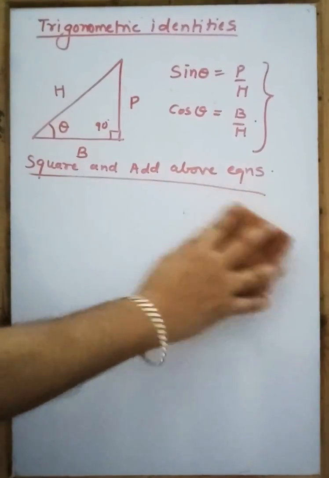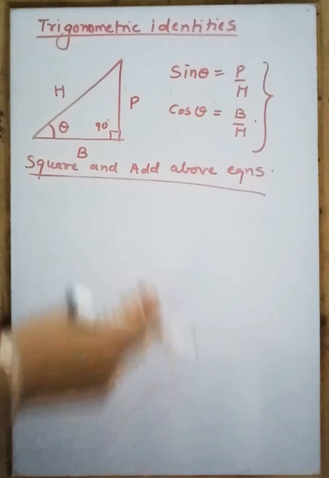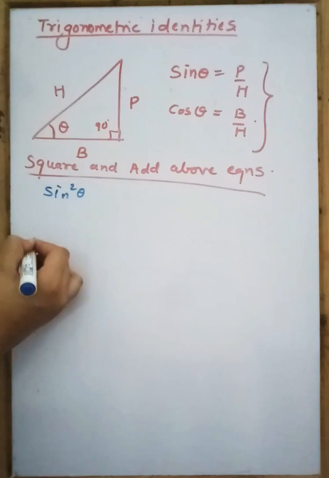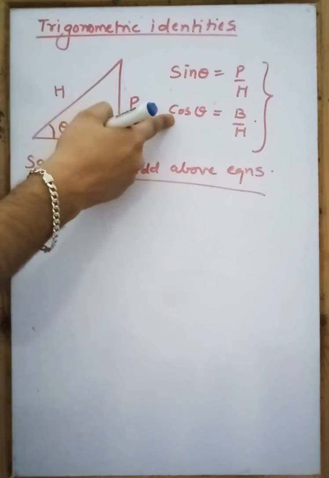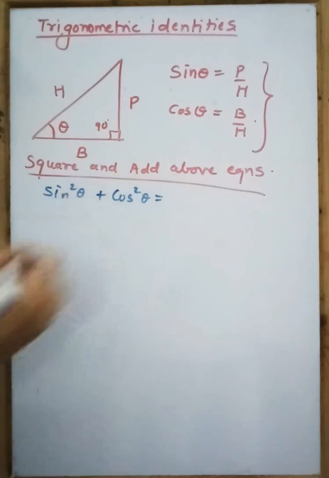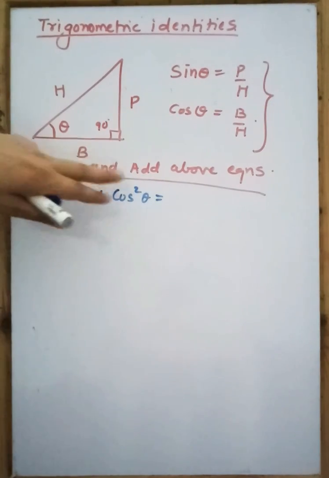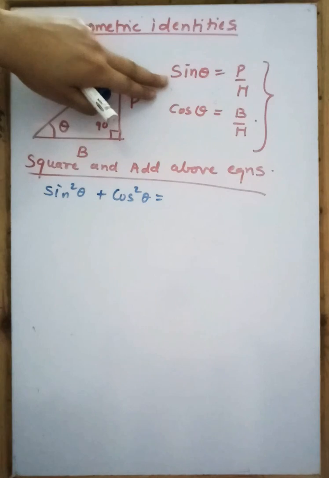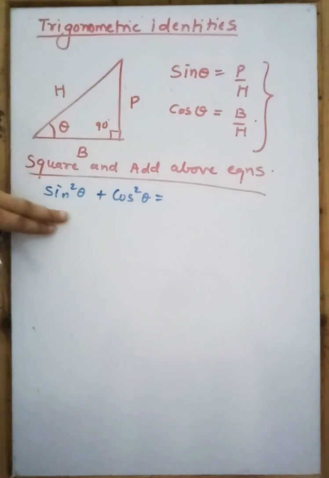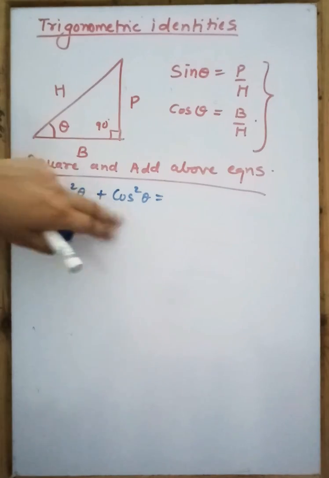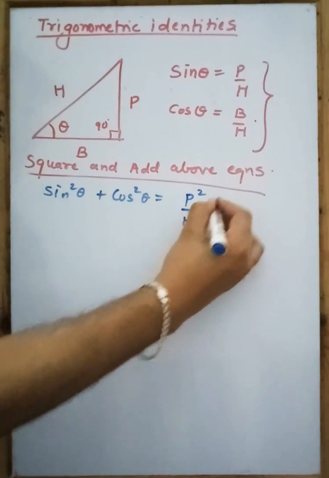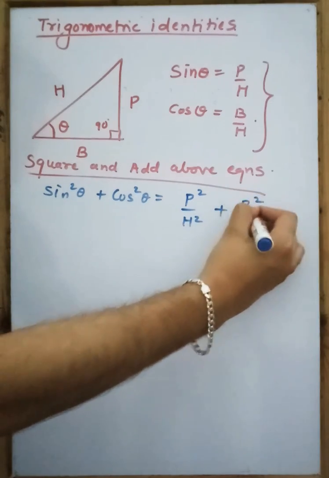So you have to square and add. Over here it will become sine square theta, and then you have to add to it the square of this, plus cos square theta. Squaring the left hand side gives sine square, and for this cos square. So sine square theta plus cos square theta will be equal to p square by h square plus b square by h square.